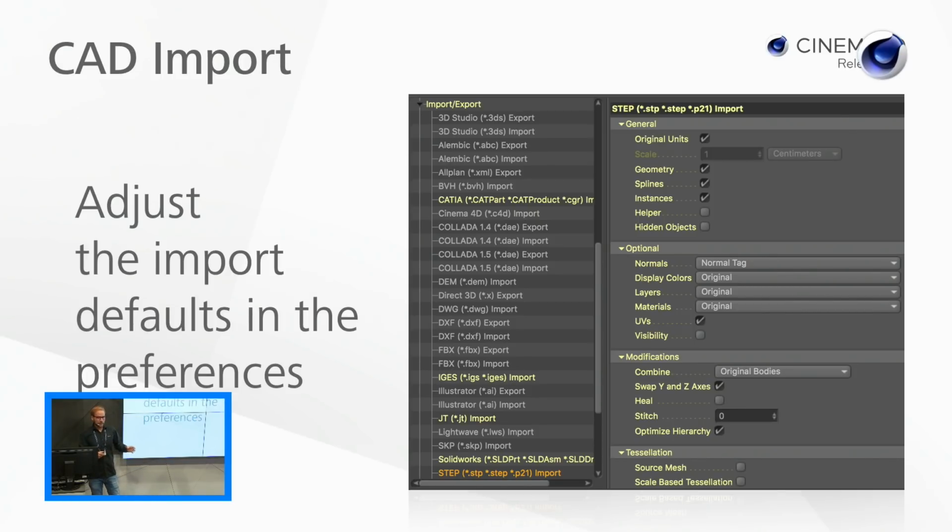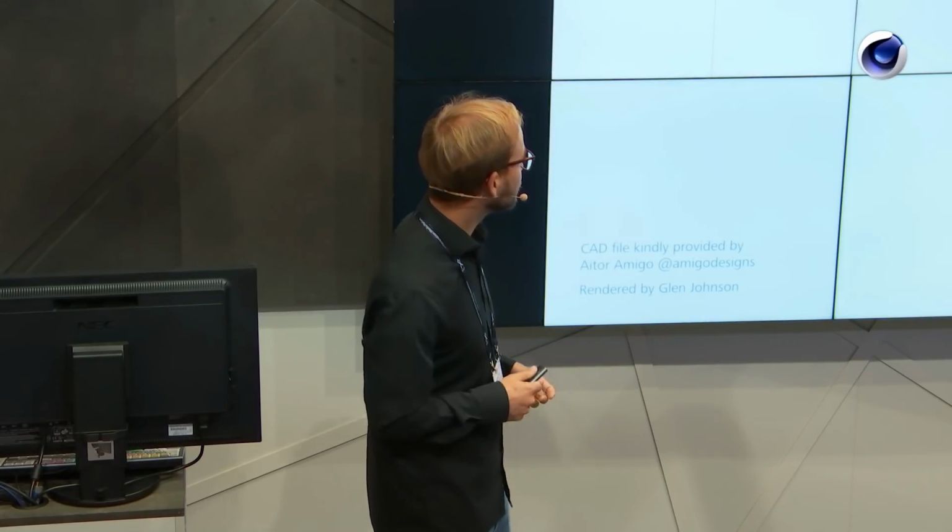Of course, you can set up the import settings in the preferences. So if you have a specific setting that you want to use all of the time, just set it up once here in the preferences, and then you never have to adjust the settings anymore. You can just drag and drop a CAD file into Cinema 4D and press OK, and then you have it.